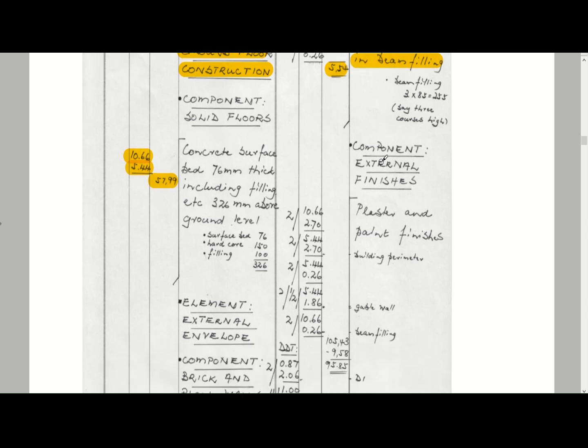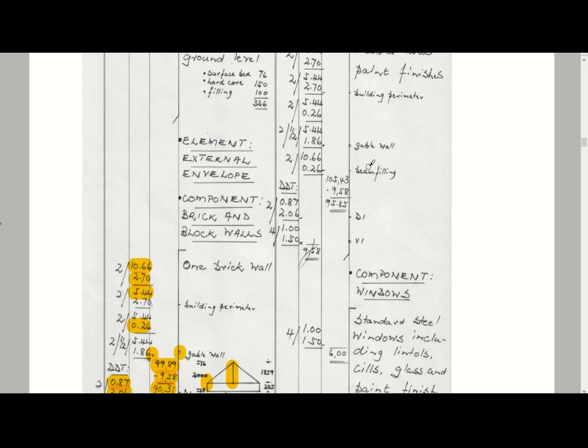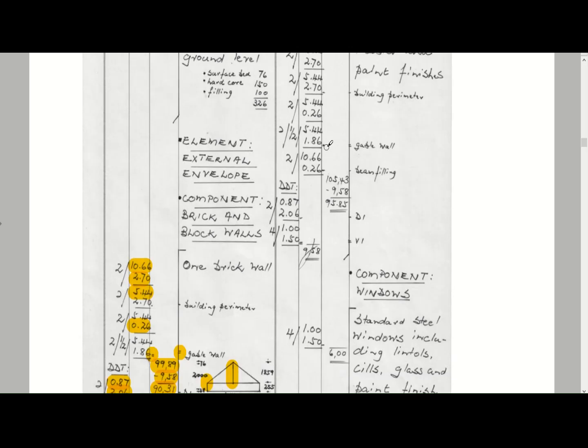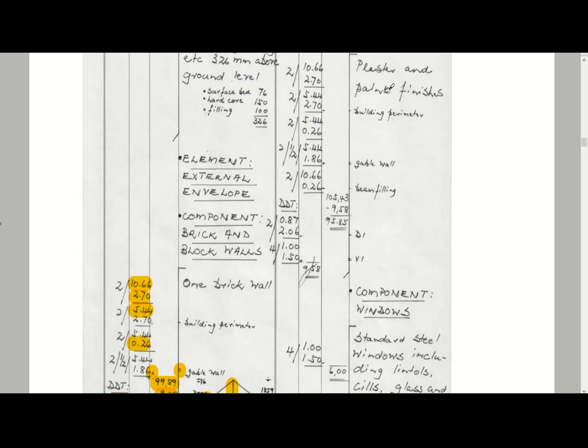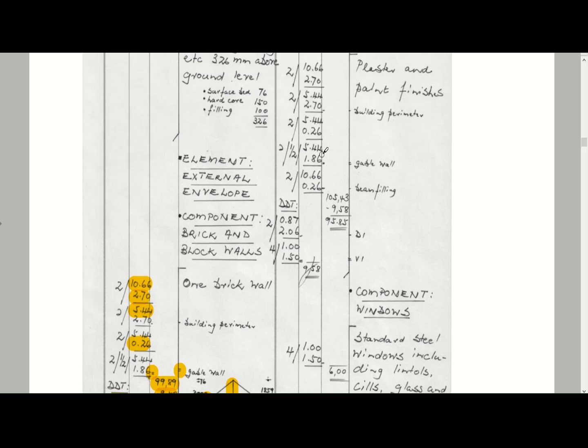Then we've got the component external finishes. For your external finishes, we've got plaster walls. What you can do is use all of these dimensions and times it with your internal walls and gable end trimmings. For now I'm going to stop here for our first video.